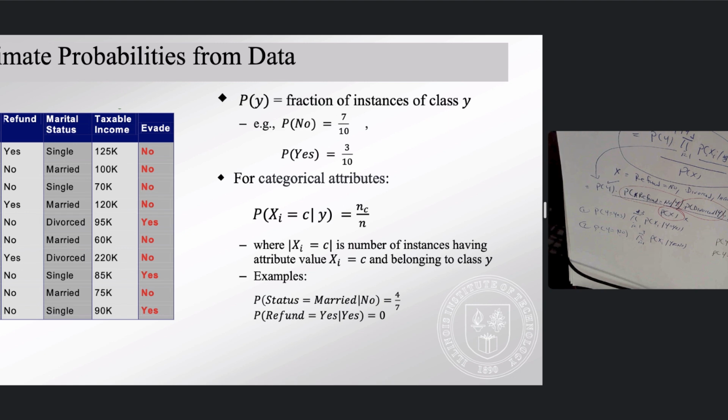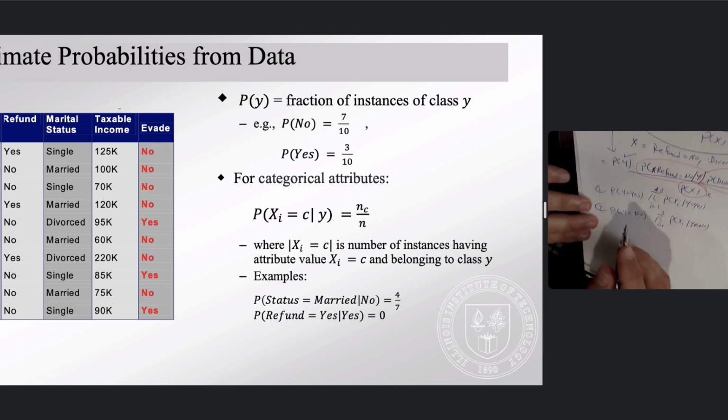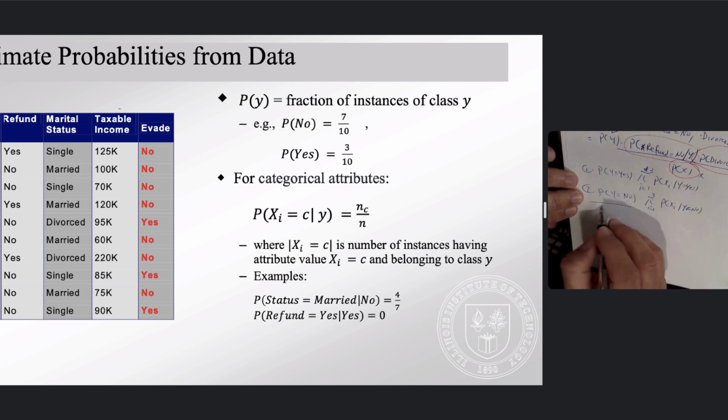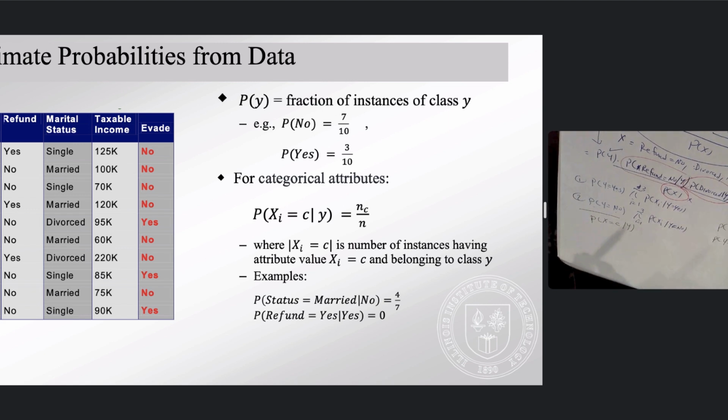So, how do we estimate the conditional probability for categorical attributes? If you have a categorical attribute, you need to estimate, for example, the probability of x equal to a specific value given the class label y. I should write the attribute here.